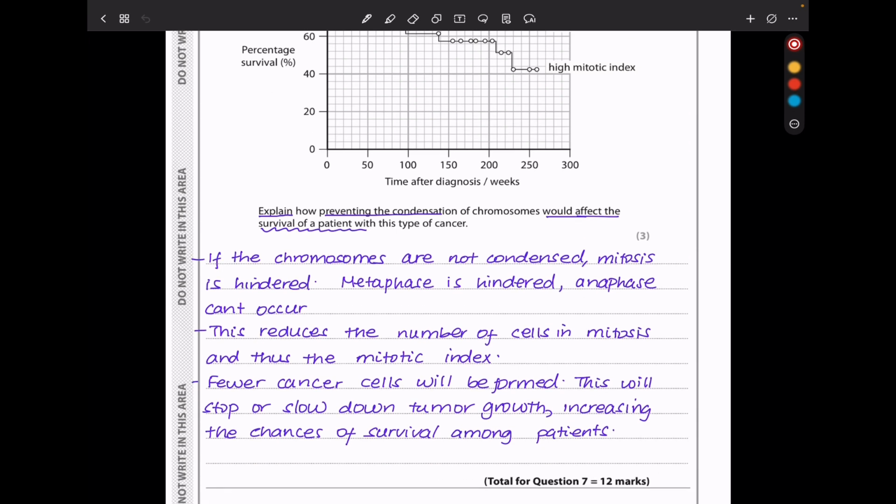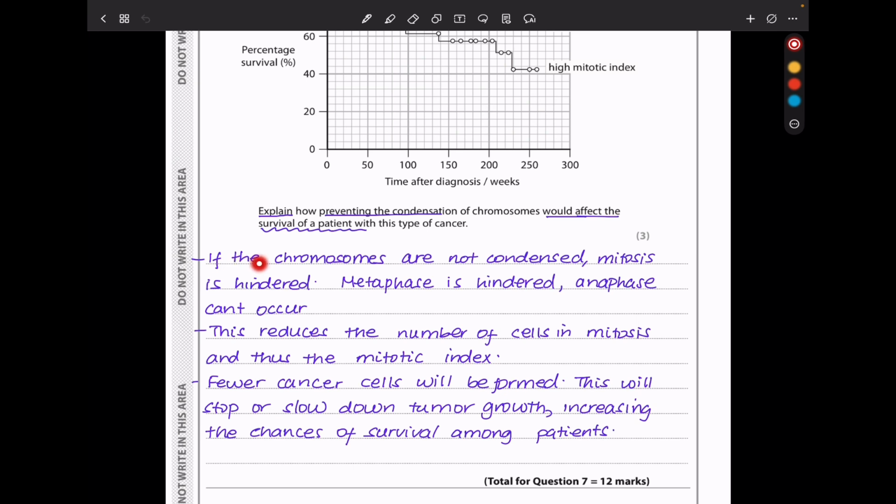So they say explain how preventing the condensing of chromosomes would affect the survival of a patient with this type of cancer. If the chromosomes cannot condense, it means they will not be able to go through all stages of mitosis. So it means cells going through cell division will be decreased, or the cells going through mitosis will be fewer. If fewer cancer cells are going through mitosis, then fewer tumor cells are going to be made, or fewer cancer cells are going to be made.